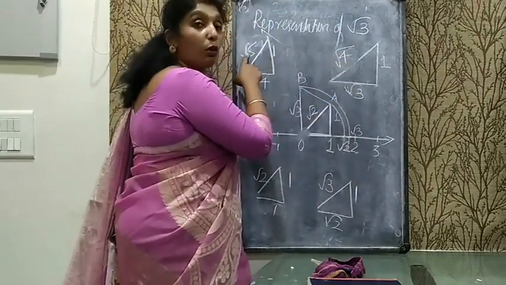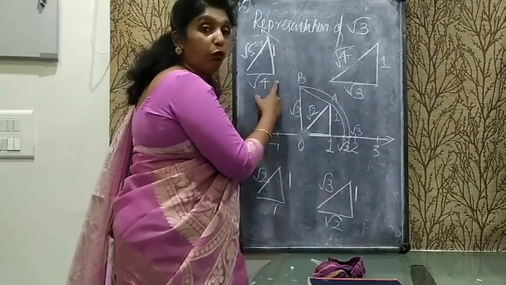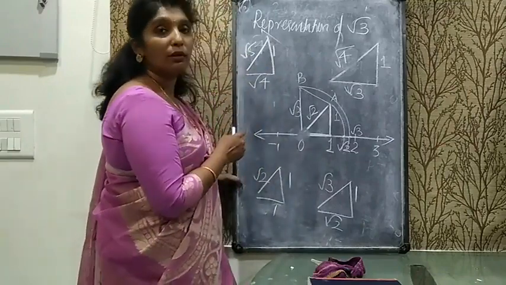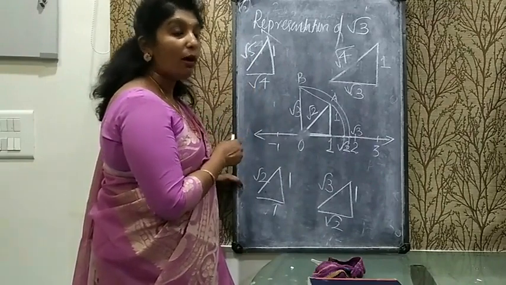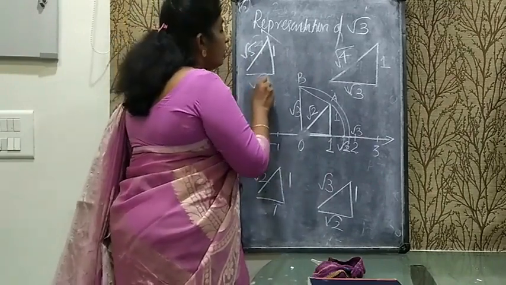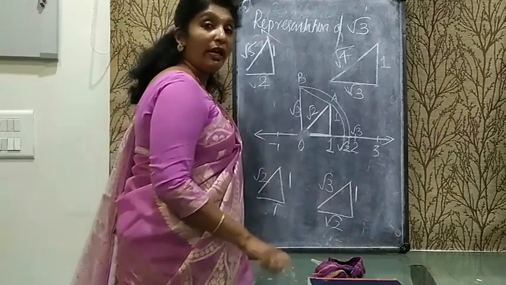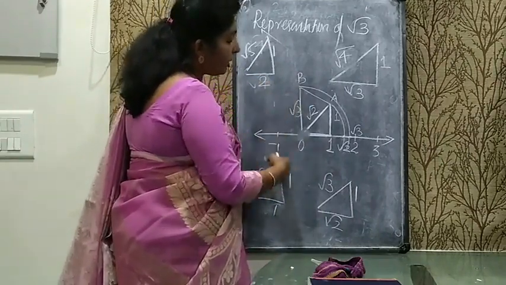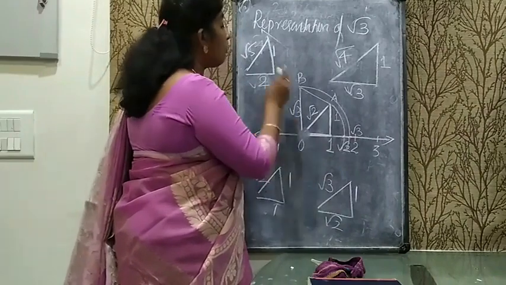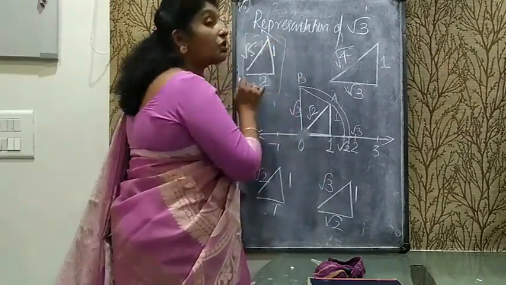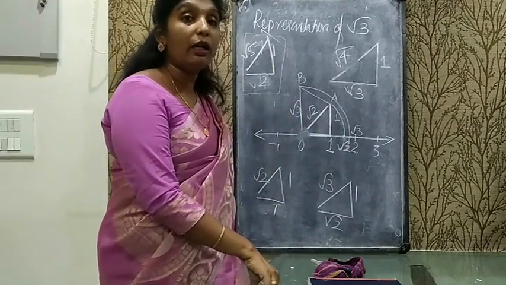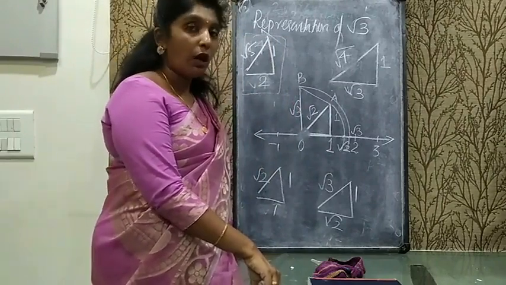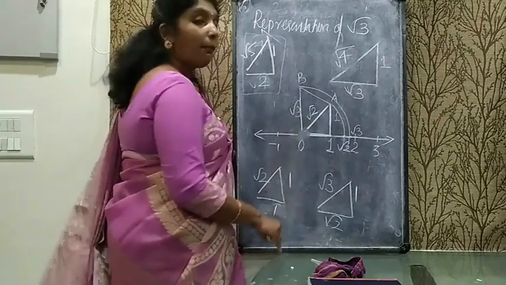If you want to draw root 4, then the base should be root 4. But here, what is root 4? Root 4 is 2. It means the base should be 2 unit. So spiral method also you can continue root 5. Otherwise this root 5 construction can be done directly also. So that I will show afterwards. First we will complete this.